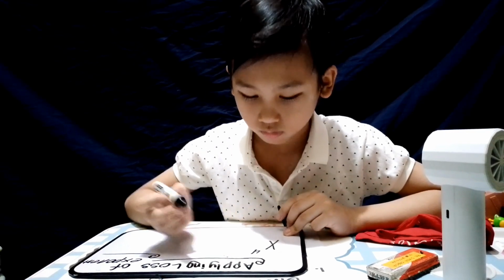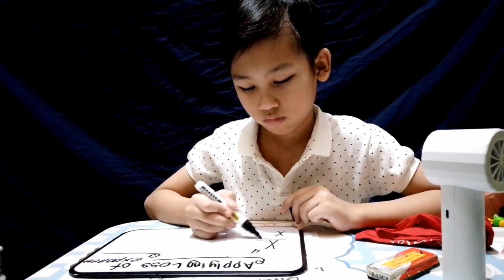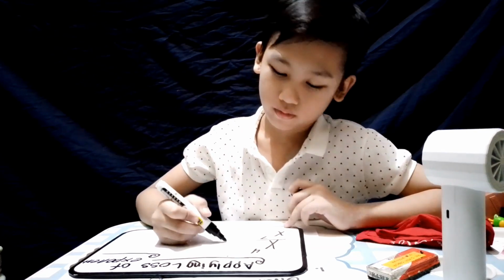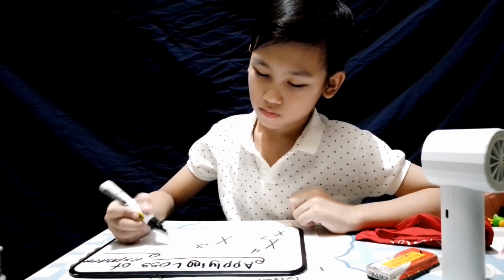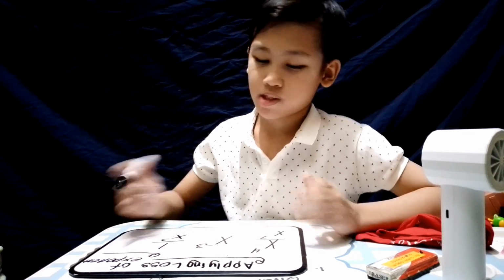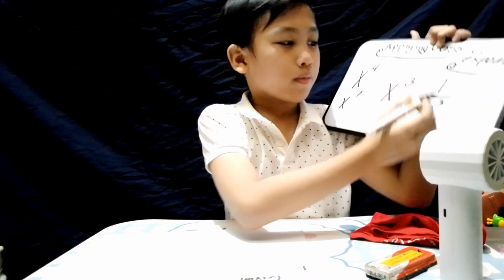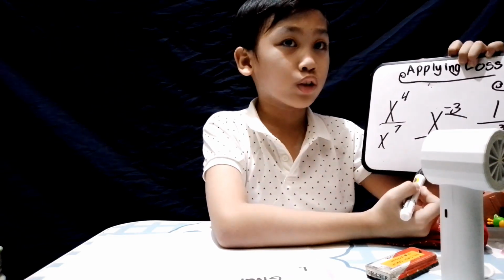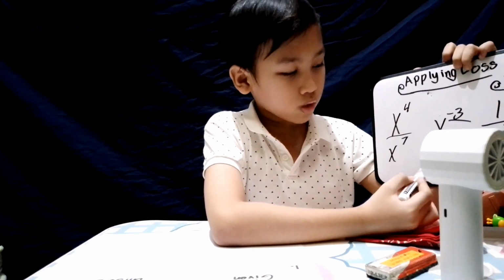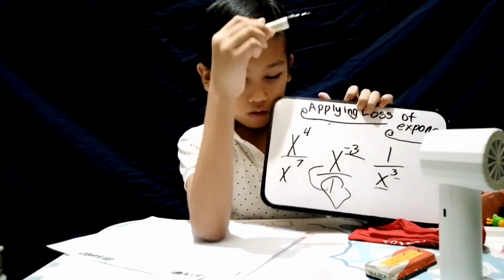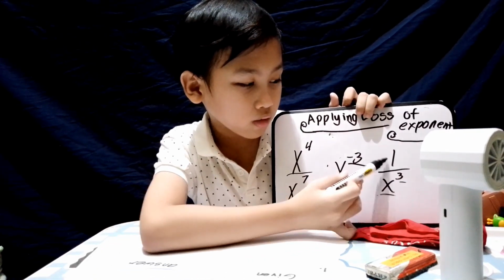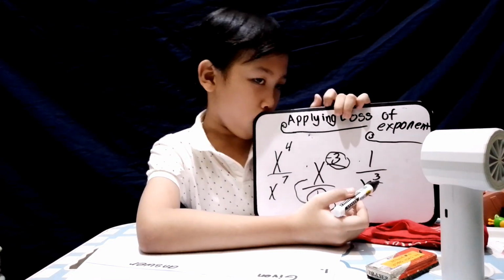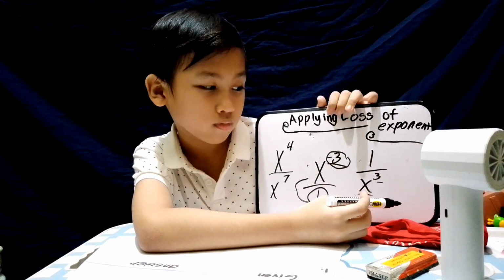x to the 4th power over x to the 7th power. Again, x to the 4th power over x to the 7th power. The answer will be negative 3, so the answer is 1 over x cubed. Every negative exponent, we put the 1 beneath, and then the negative sign on the exponent becomes positive. It's the division rule, so we subtract the exponents.